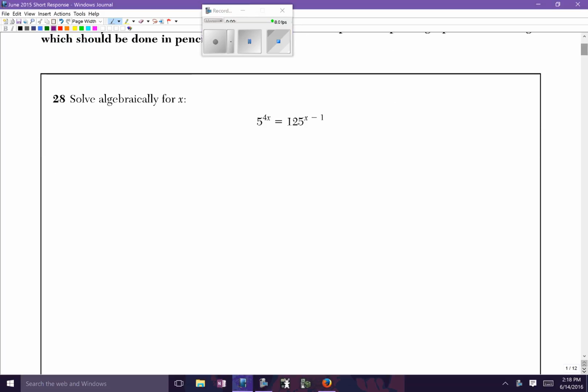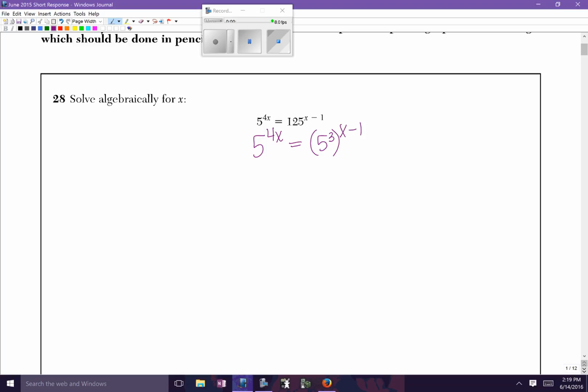We're going to solve algebraically for x. So when I look at this equation, I notice that I have a base of 5 and a base of 125. In order to solve an equation like this, I need to get like bases, like the song, it's all about the base. So I'm going to keep the 5 raised to the 4x, and I'm going to rewrite 125 as 5 to the third, because 5 to the third has the same value as 125, and I'm going to keep the exponent of x minus 1.